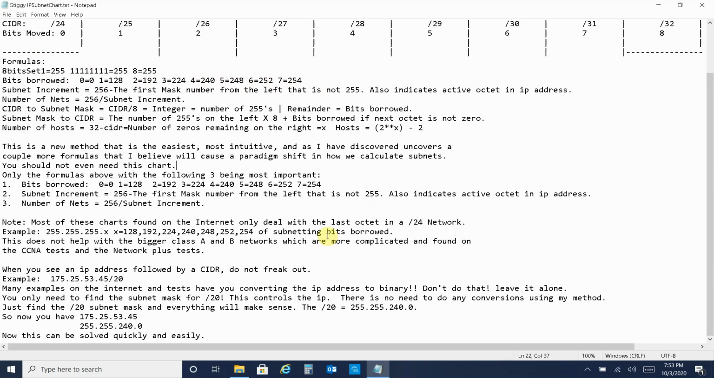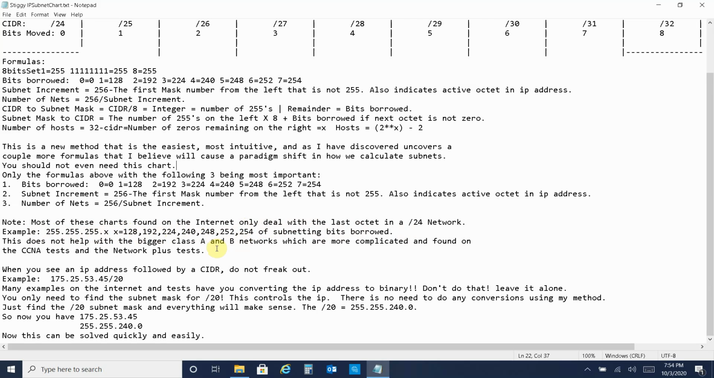All right? So I've already covered all of this. Here's an example again. Most charts on the internet, like I said, only deal with this. So the last number is going to be 128, 192, 224, 240, 248, 252, or 254. And this does not help with the bigger class networks. I already told you that.